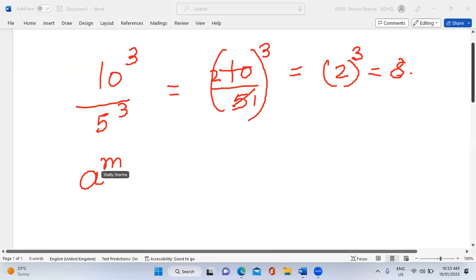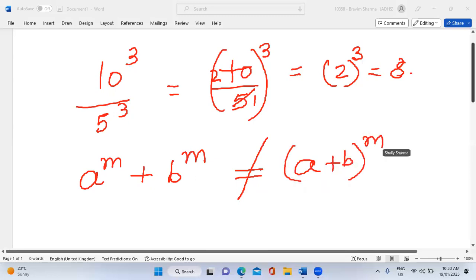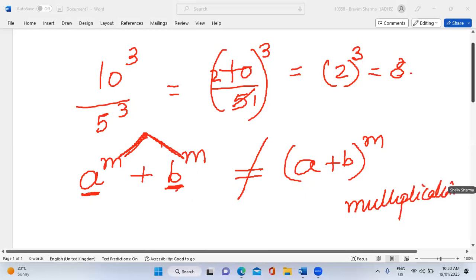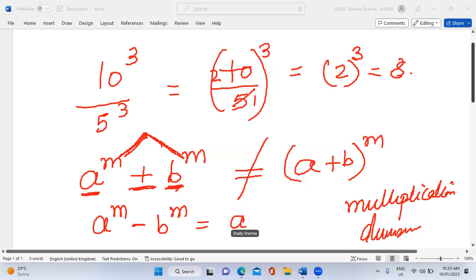Then comes a very important result. If you have a to the power of m plus b to the power of m, you cannot write it as (a plus b) raised to the power of m. This is very important. If the bases are different and the powers are the same, then you can combine them only for multiplication and division, but you cannot combine them for plus or minus. In the same way, if you have a to the power of m minus b to the power of m, I cannot write it this way. This is very important.